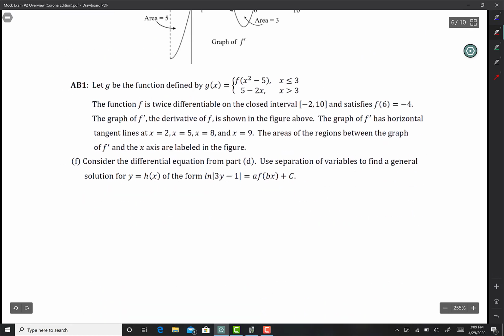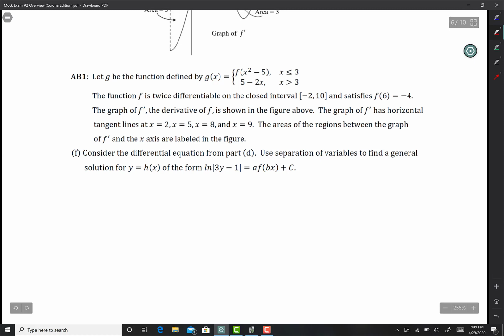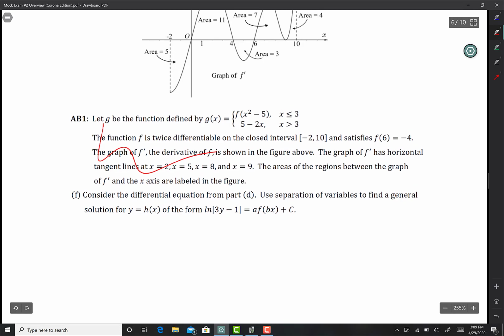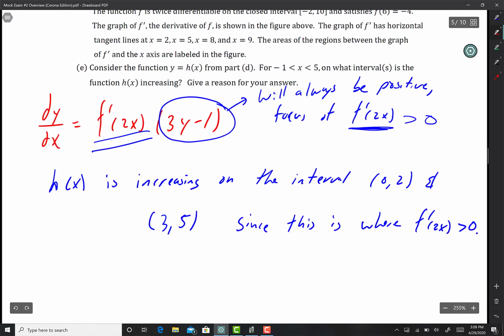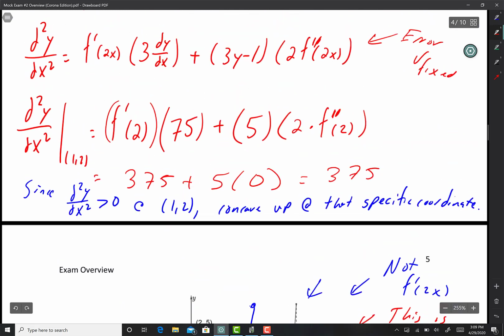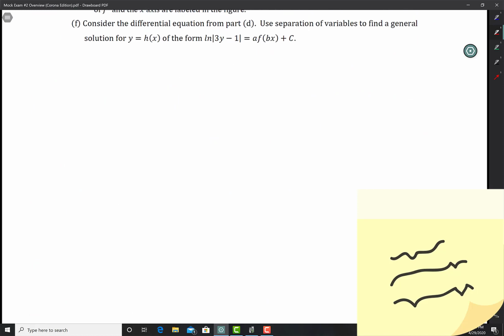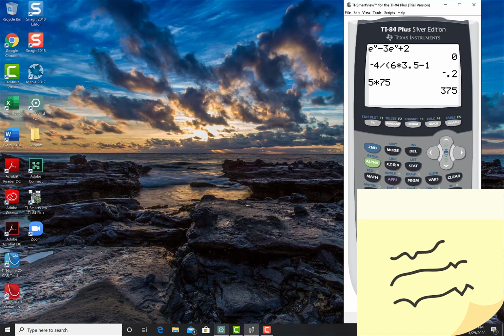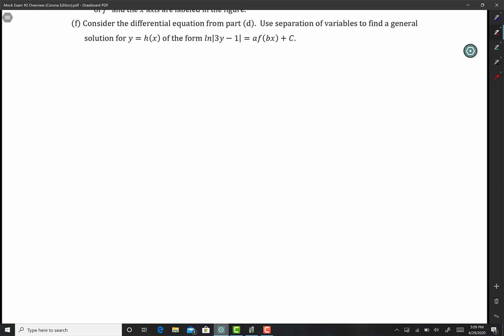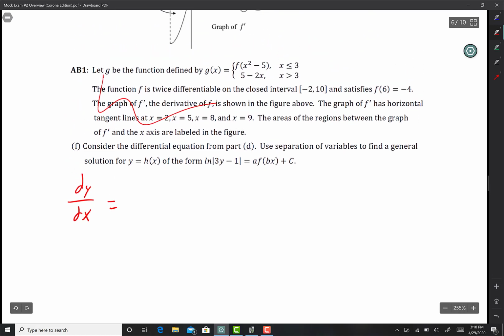It says, consider the differential equation for part D. Use separation of variables to find a general solution to y equals h of x in the form ln|3y minus 1| equals... Okay, so I don't even need all this stuff here, but I went ahead and put it in there just in case. So my equation from part D, it's the same differential: f prime of 2x times (3y minus 1). It's this one here. So I have, let's see, what do I have? dy/dx equals, I already forgot.